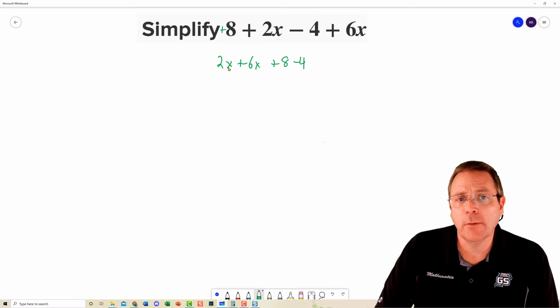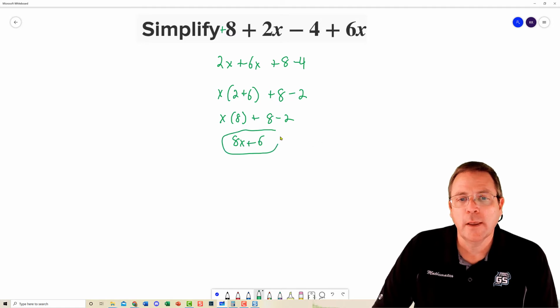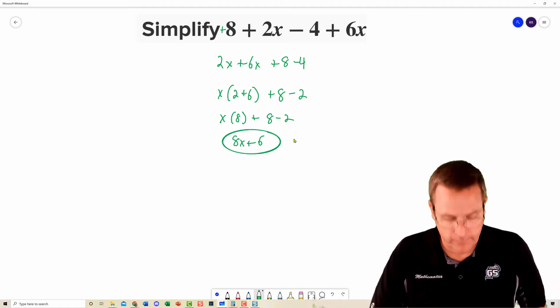Factor out the x and the 2 here. And when you do that, which you don't really need to factor out the 2, so let's just factor out the x just to keep them happy. That's going to give me a 2 plus 6. And then, of course, plus 8 minus 2. 2 plus 6 is going to equal 8. So you have x times 8 plus 8 minus 2. That gives you 8x. And I'm going to go ahead and do my 8 minus 2 here is going to be 6. 8x plus 6 is going to be the final answer.